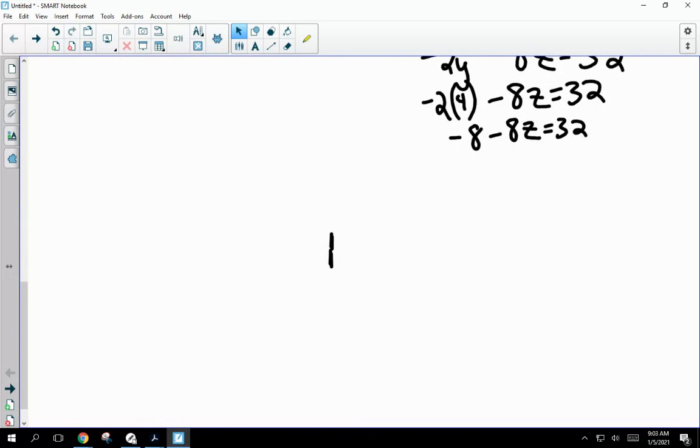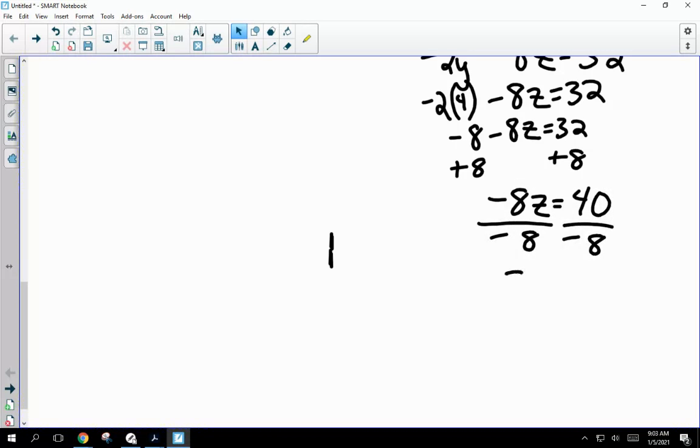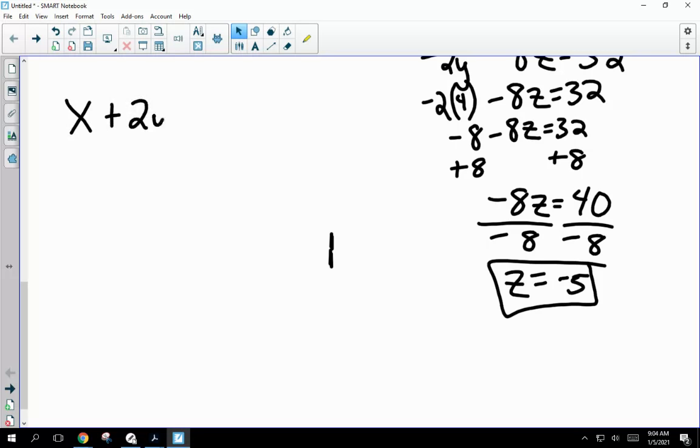So now we need to solve for z. Add 8 to each side. Negative 8z equals 32 plus 8 is 40. Divide by negative 8. And now we have the answer to z. Beautiful. Now we have two answers, so we're going to plug it into the easiest equation in the entire problem. It was the first equation, and that is x plus 2y plus z equals 10.